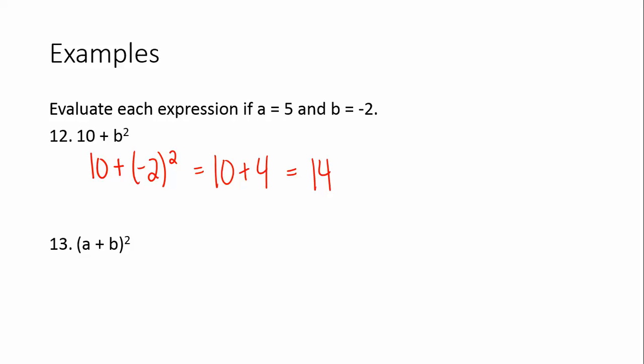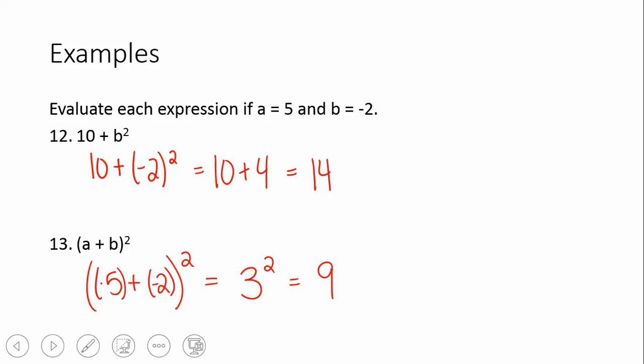Number 13, we have a plus b, quantity squared. Remember, order of operations says you do need to take care of what's inside the parentheses before the exponent. So we're going to plug in 5 for a plus -2 for b. And then we want to square the whole thing. And we need to take care of the inside first before we square. 5 plus -2 is 3. Now we square the 3 and get 9. Make sure you understand that order of operations and why it worked that way.